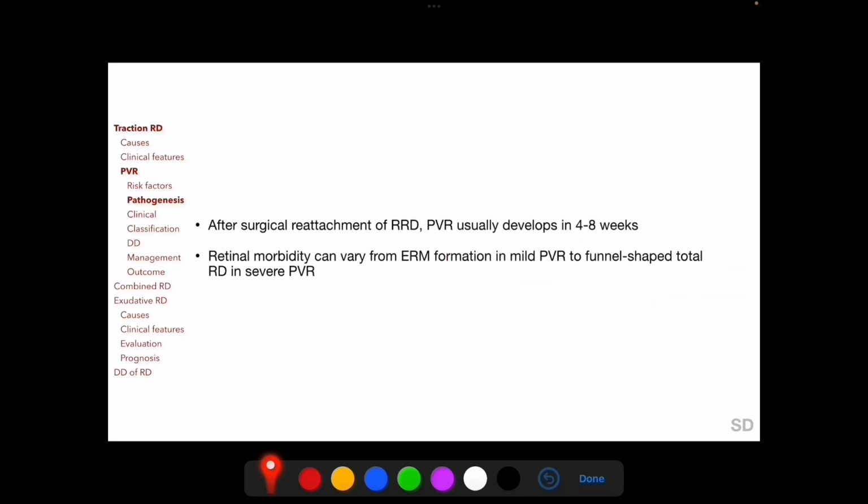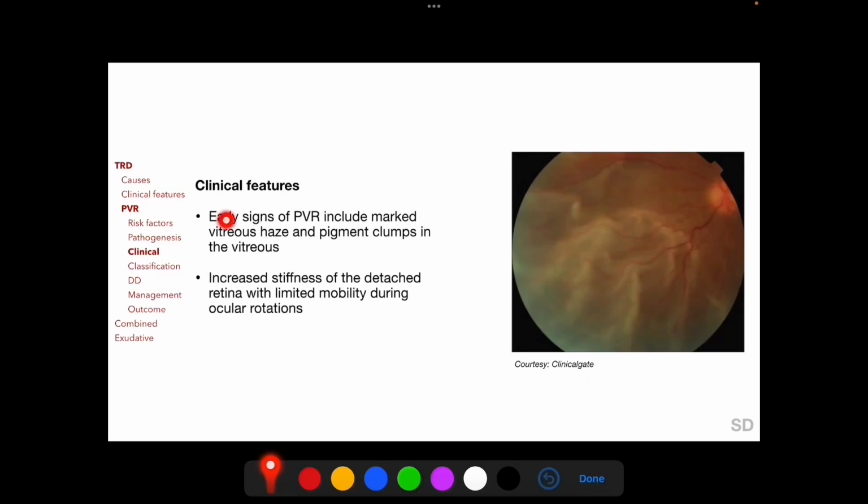After surgical reattachment of RRD, PVR usually develops in 4 to 8 weeks, and retinal morbidity from PVR varies from epiretinal membrane formation in mild PVR to funnel-shaped total retinal detachment in severe PVR. Early signs of PVR include marked vitreous haze and pigment clumps in the vitreous, along with increased stiffness of the detached retina, with limited mobility of the detached retina during ocular movements.